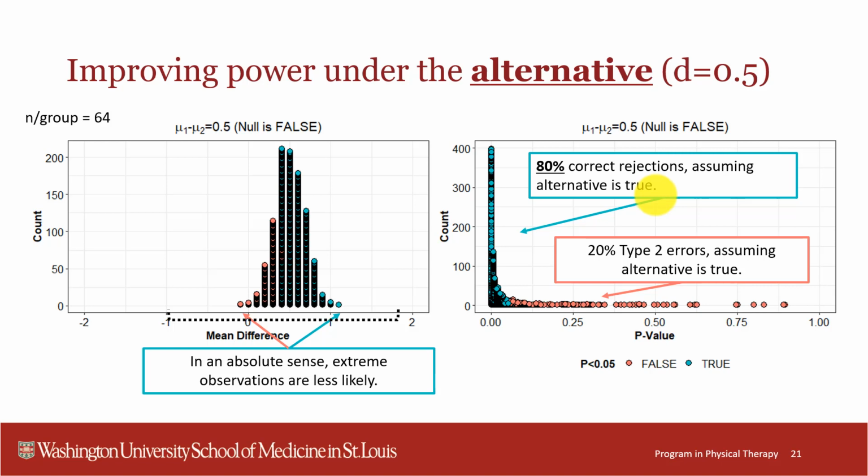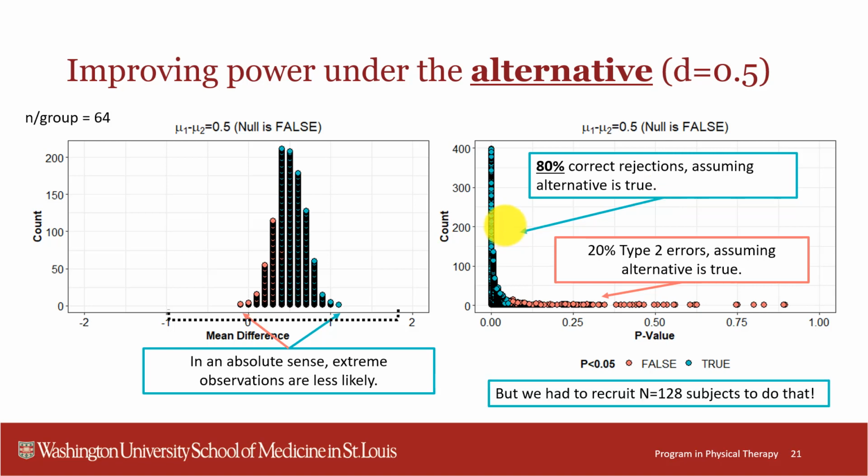So that's great, right? Well, okay, we're correctly rejecting the null 80% of the time. We've really cut down on the variance, so our estimates are going to be much more informative and more accurate. But we had to recruit 128 subjects in order to do that. So that is not great, right? For most intents and purposes, 128 is probably a lot. That's a significant investment in a randomized controlled trial. So what can we do to maybe make this situation better?